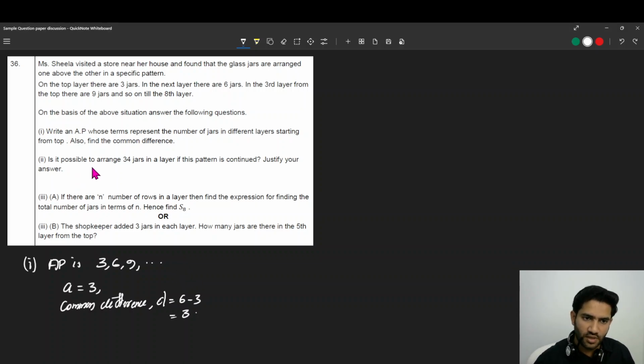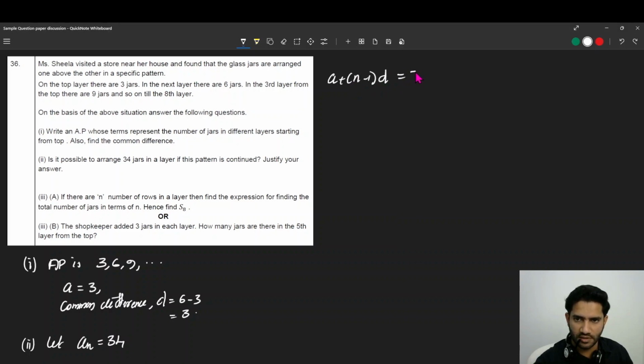Is it possible to arrange 34 jars in a layer if this pattern is continued? Is it possible? So that means second question, find n if an is equal to 34. Is it possible? That's the question. So we know that an means a plus n minus 1 into d, which is equal to 34.